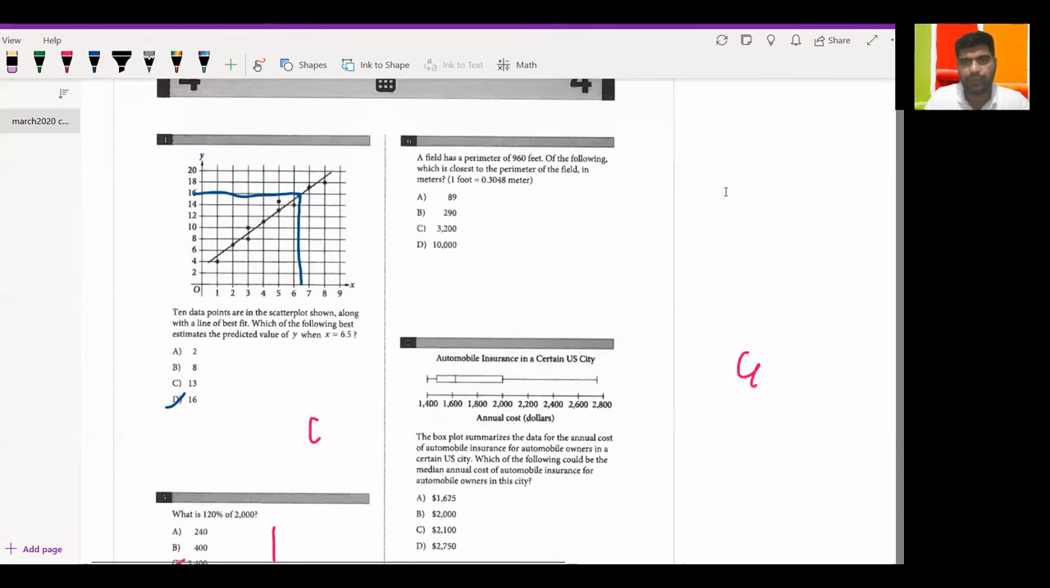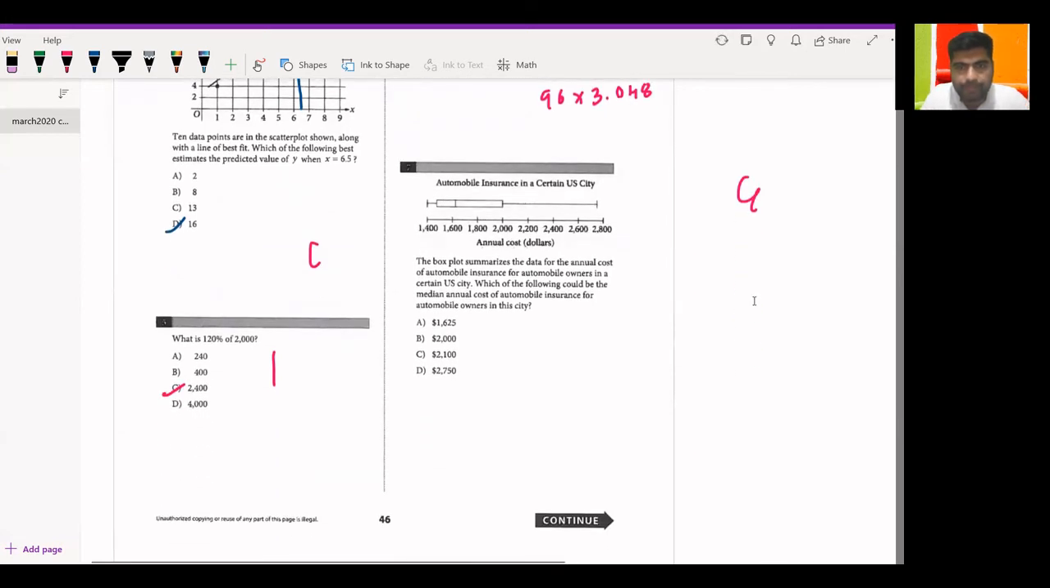Field has a perimeter of 960 feet, and the answer is in meters. So I have to convert feet to meters. For this, I might have to use a calculator. Let's try not to use it. 960 multiplied by 0.3048, or 96 multiplied by 3.048. 96 times 3 is a little less than 100 times 3. So a little less than 300 meters. God bless me.